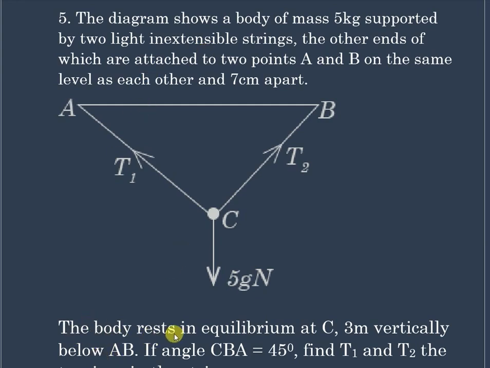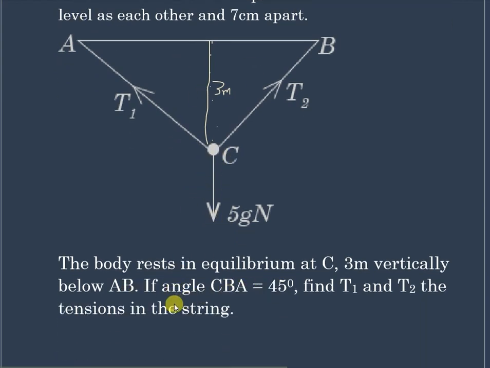They are saying the body rests in equilibrium at C, 3 meters vertically. So it means that this height here is 3 meters, 3 meters vertically above it, here below AB. That is what we have. If angle CBA, this is the angle they are talking about, is 45 degrees, find T1 and T2. The tensions in the strings.